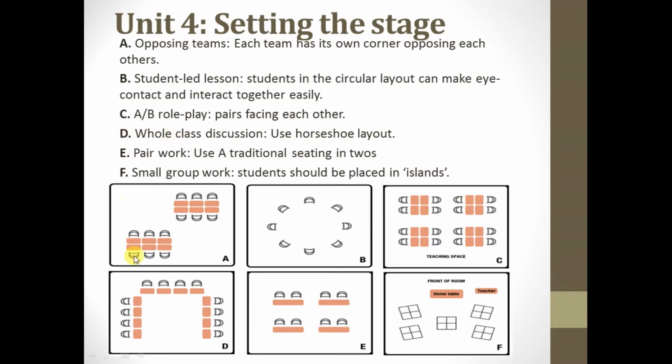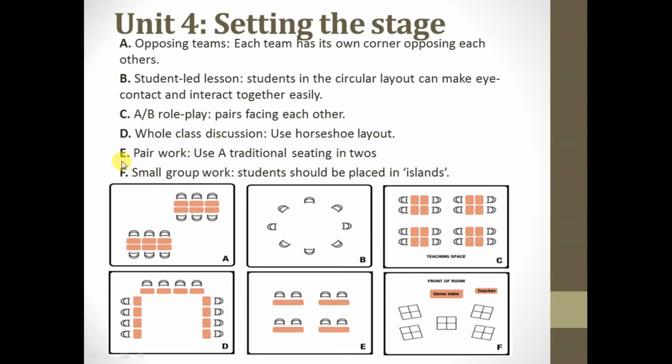Layout D is called a horseshoe layout. It looks like a horseshoe. So all the students can make perfect eye contact, and they can also have long discussions, and can see the board and the teacher properly. So this is a horseshoe, as I said, a layout for whole class discussions.